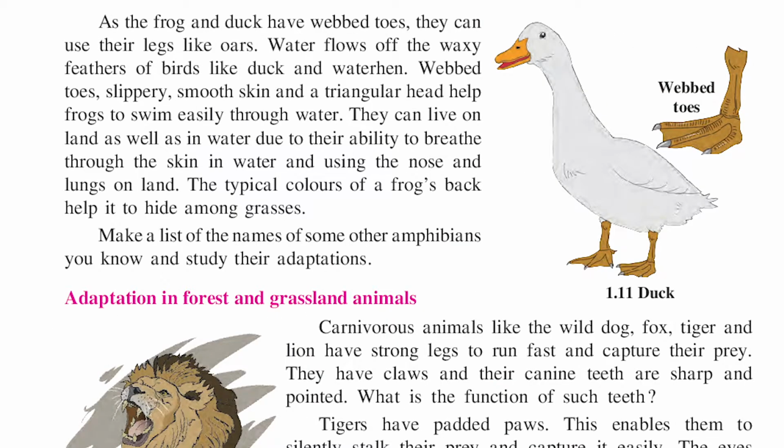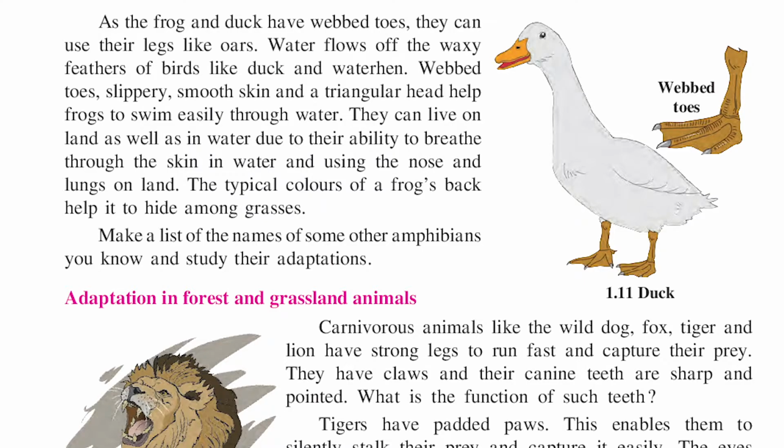As the frog and duck have webbed toes, they can use their legs like oars. Water flows off the waxy feathers of birds like duck and water hen. Webbed toes, slippery, smooth skin and a triangular head help frogs to swim easily through water.